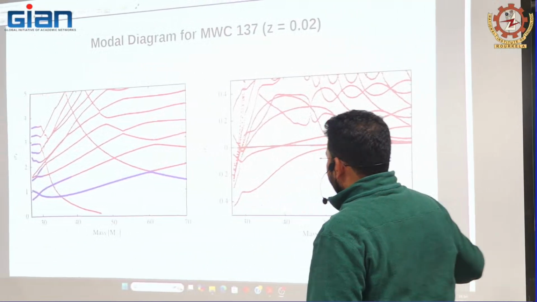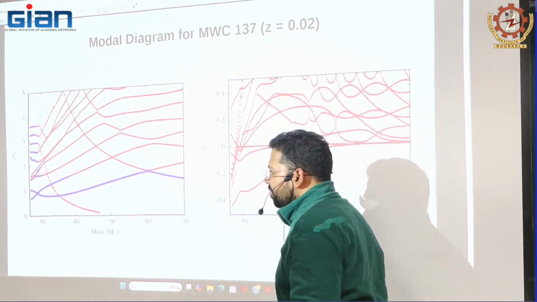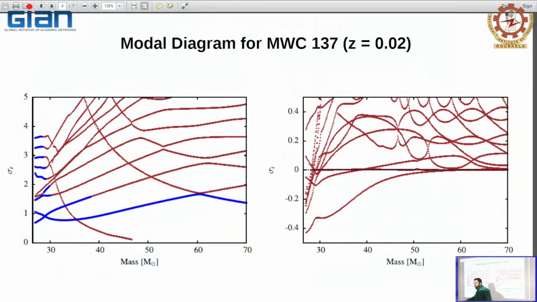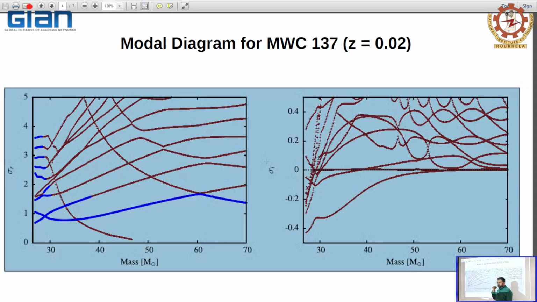So what it will lead to is that whenever you have sigma I less than 0, your modes will be excited, and whenever your sigma I is greater than 0, your modes would be damped. The modes represented here by the thick blue lines have a negative imaginary part, which means they have sigma I below 0.